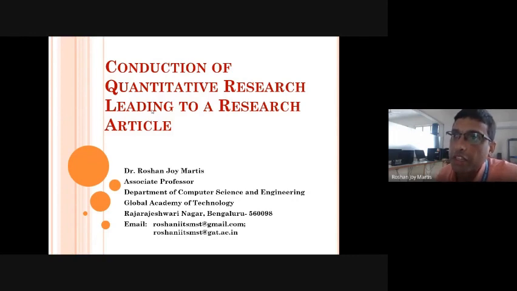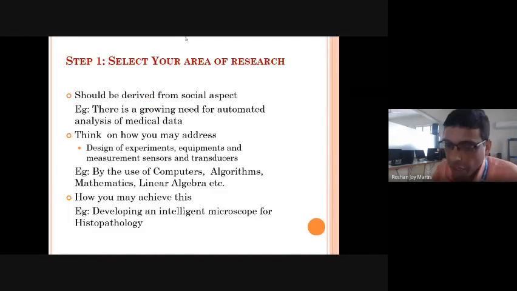So in that context, I'm just presenting some ideas on how to conduct a quantitative research with which we can write a good research article. Okay, so in all engineering fields, we have various problems derived from society, and in every field we have various instruments, various devices from which we take measurements, and then we do a quantitative research. You can do similar research.